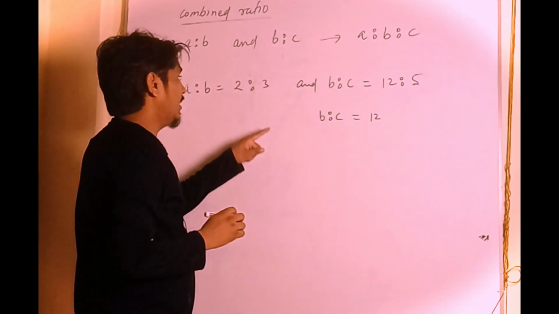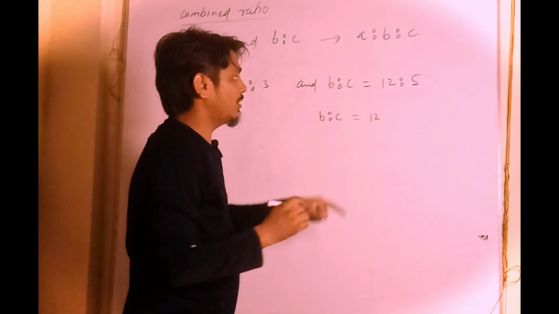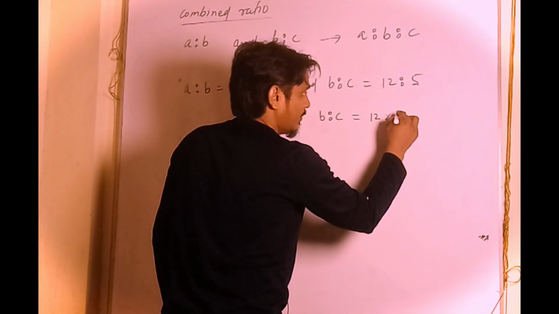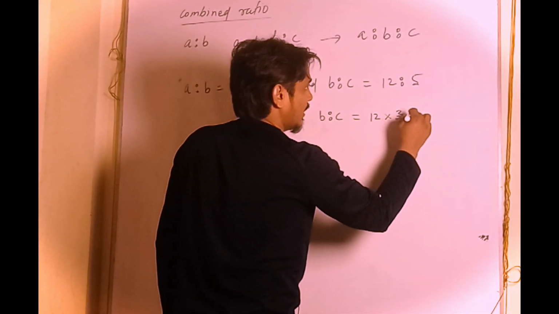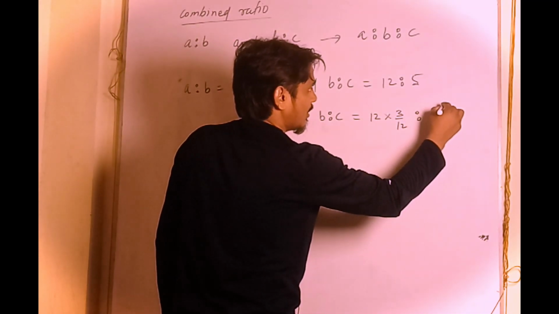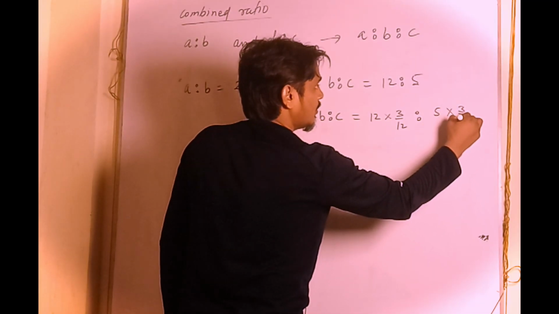So as you can see, over here this is 3 and this is 12, so we just multiply by 3 over 12 in the antecedent as well as in the consequent also.